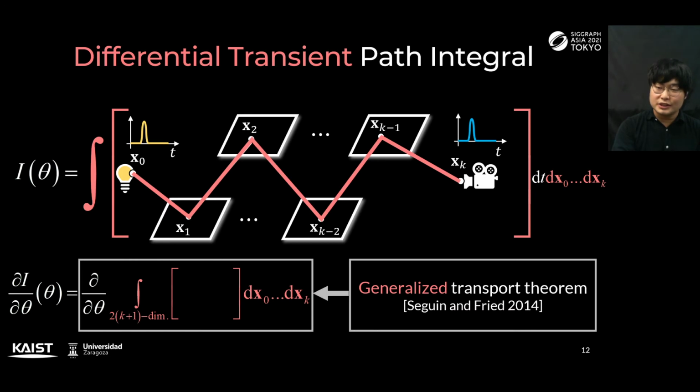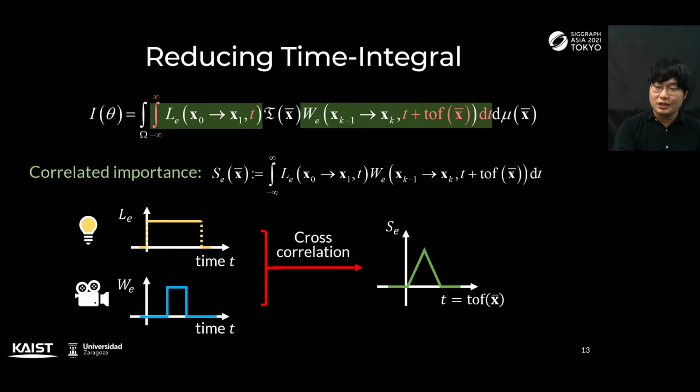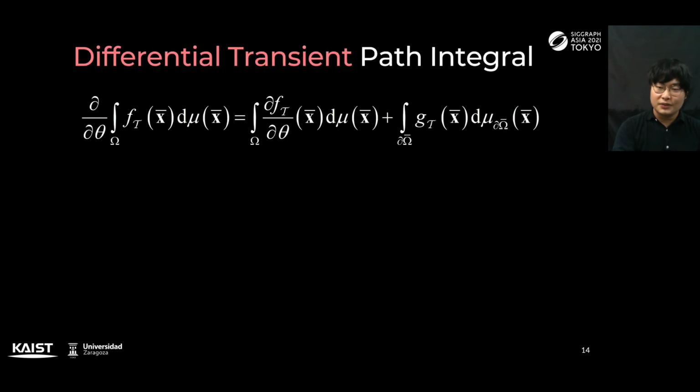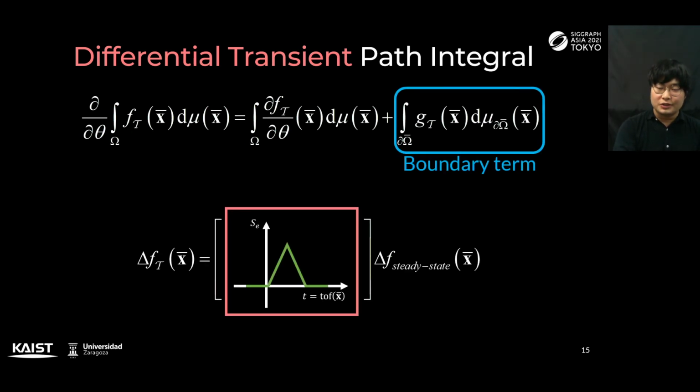Since the Reynolds transport theorem can only treat a 2D surface manifold lying in 3D space, we use the generalized transport theorem. Additionally, we reduced the time integral in the transient path integral by defining the correlated importance function as the cross correlation of the source and the sensor functions in the time dimension. In our differential transient path integral, using steady-state terms obtained by the existing methods and our correlated importance function, we can compute the interior term and the boundary term.